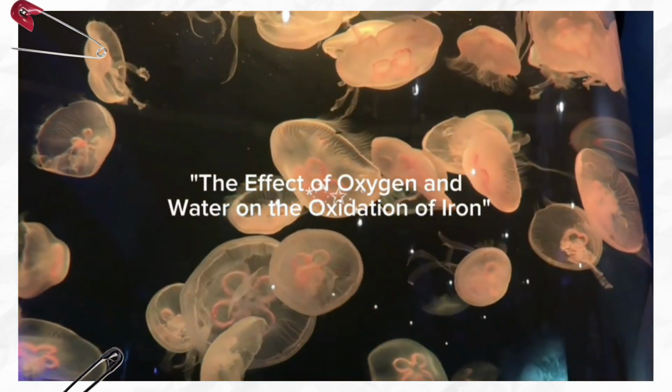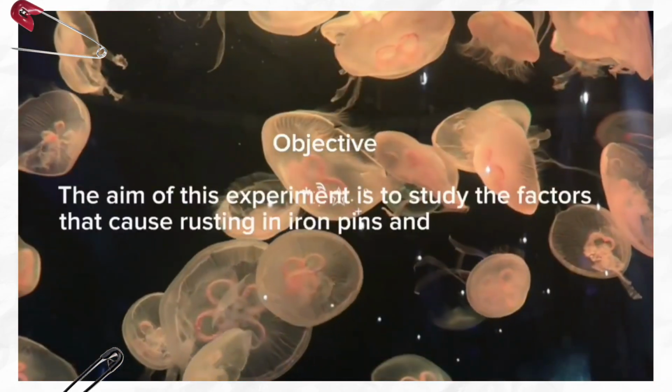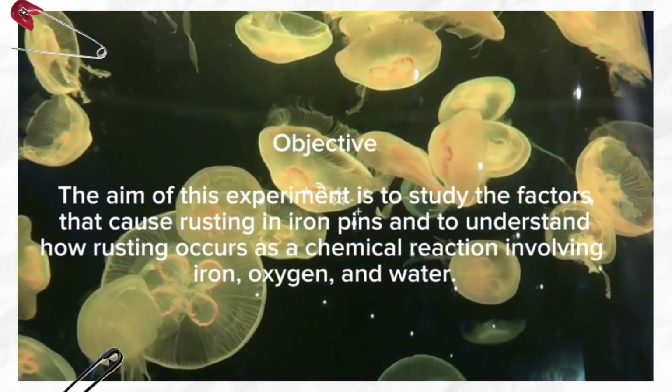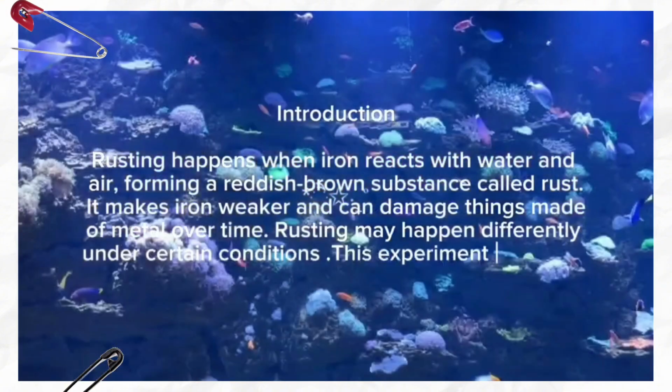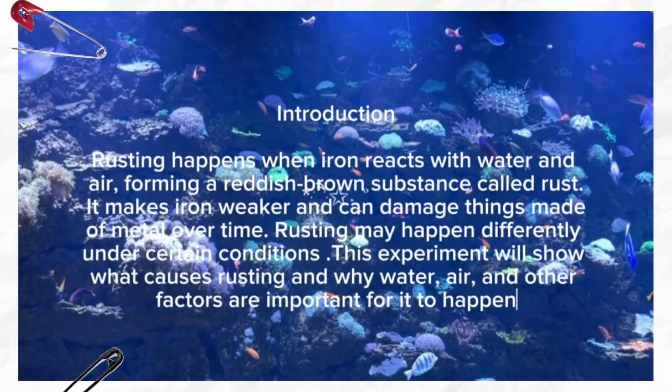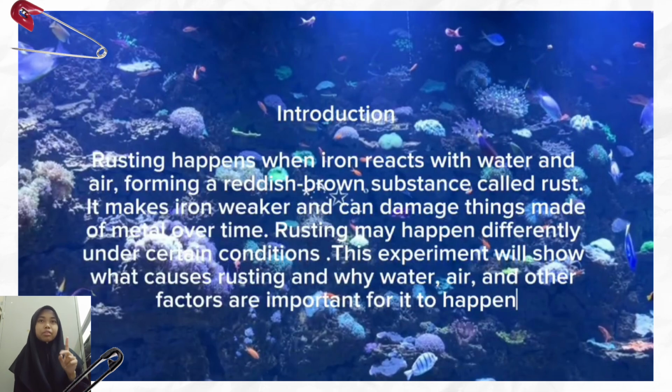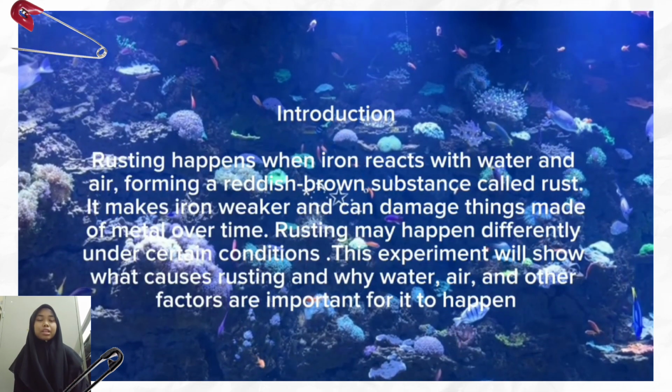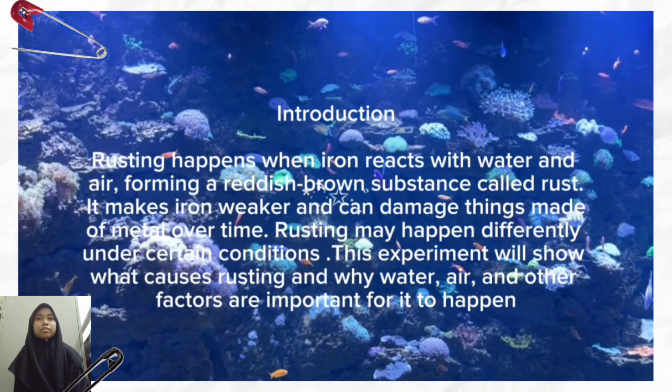The effect of oxygen and water on the oxidation of iron. The introduction. Rusting happens when iron reacts with water and air, forming a reddish-brown substance called rust. It makes iron weaker and can damage things made of metal over time. Rusting may happen differently under certain conditions. This experiment will show what causes rusting and why water, air, and other factors are important for it to happen.